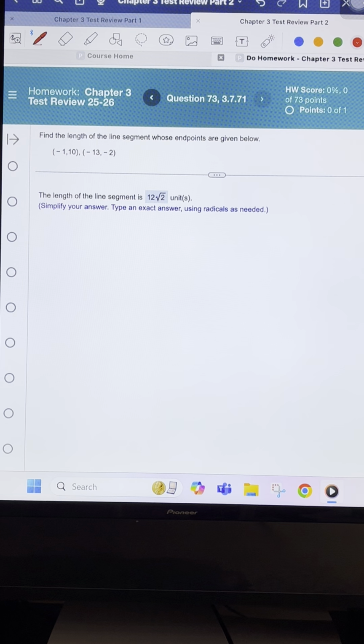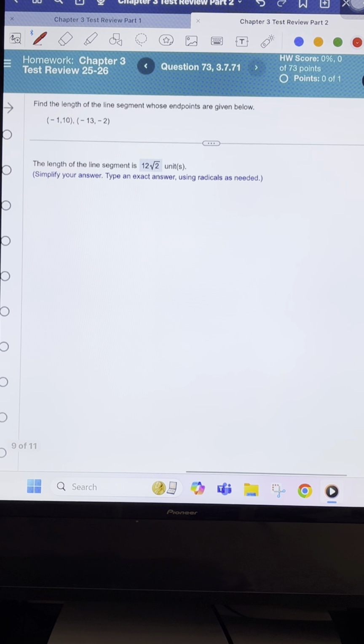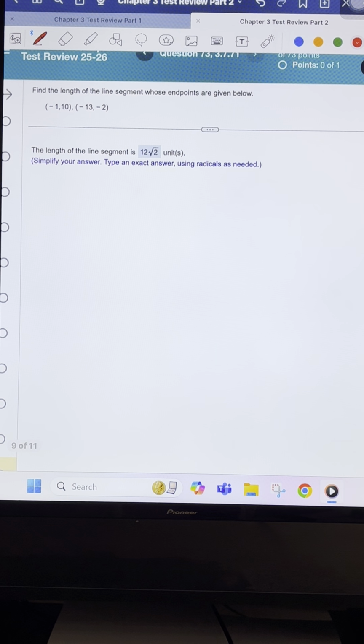Okay, so I know that one's hard, and if you have any questions, I would not mind at all doing that. So, okay, 73. It's a callback, right? Find the length of the line segment whose endpoints are given. What is the same thing as saying the length of a line segment? The distance. So you're going to have to find distance, and we already talked about how we find distance, right?